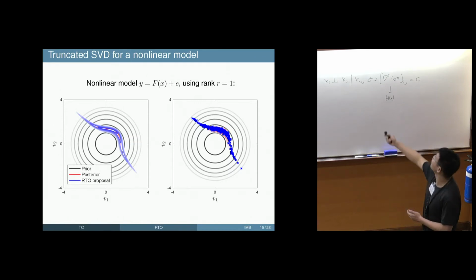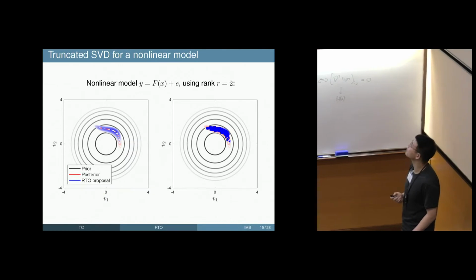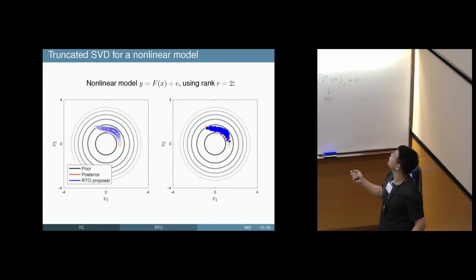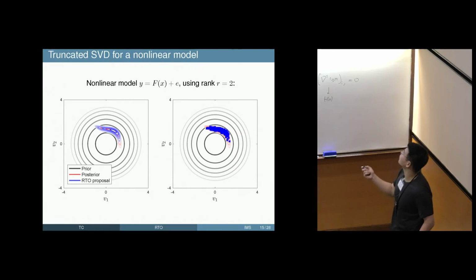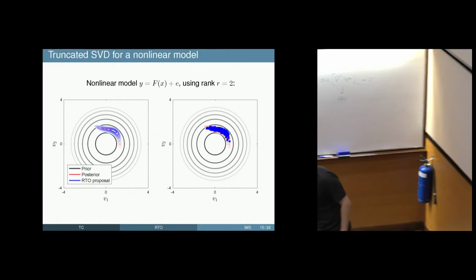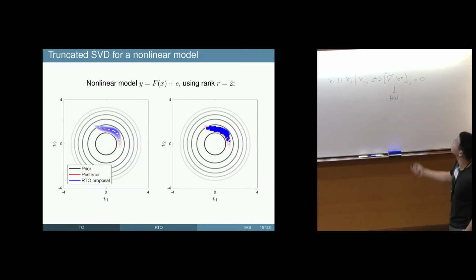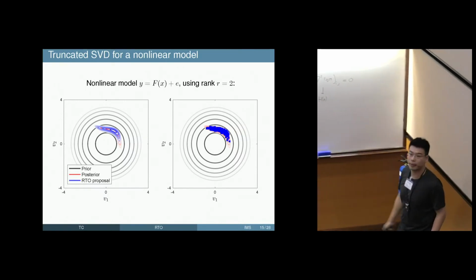Okay. So you can see that along this dimension the nonlinearity is captured, while along the other dimension we still have the prior. If we gradually move the rank of the SVD to 2 dimensions, you can see that we get a set of RTO samples that looks close to the actual posterior, but still has some differences from the actual posterior density. So we can then apply either an MCMC method or importance sampling to correct for any potential bias.